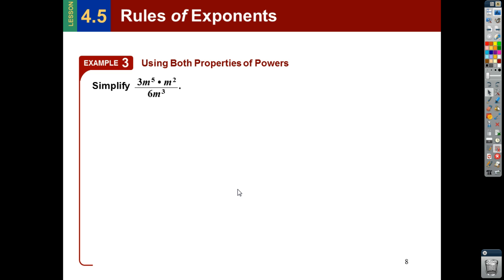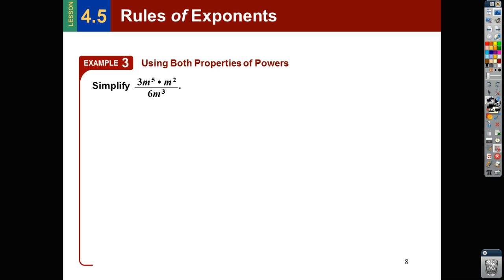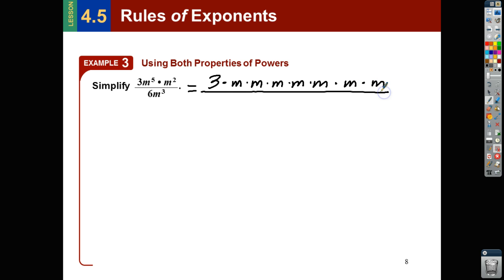All right, hopefully you had paused the video and had a chance. If you didn't, pause the video now. All right, so I'm going to show you how I would do this. I would do it the same way I did that other one. 3 times m times m times m times m times m, multiplied by, this is 1, 2, 3, 4, 5, that's this part, right? Times m squared, times m times m. All divided by 6 times m times m times m.